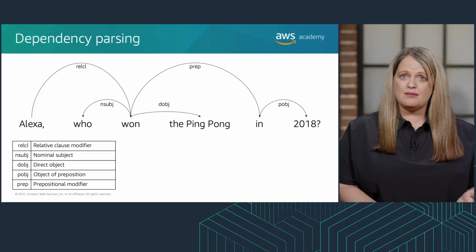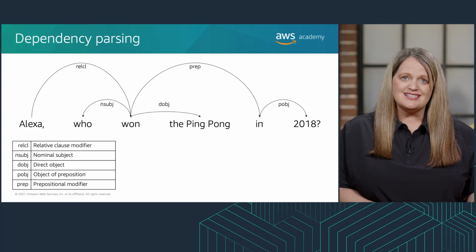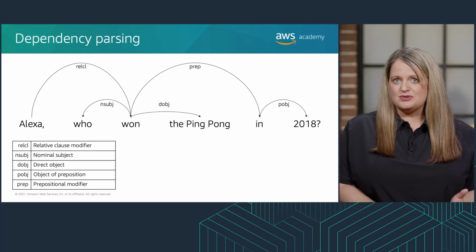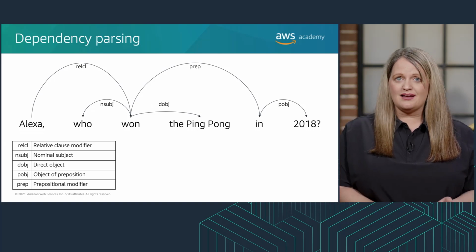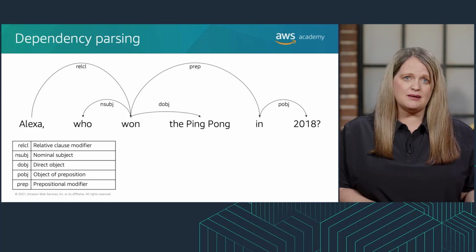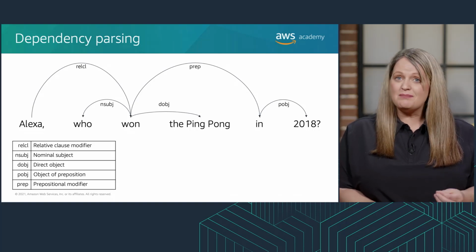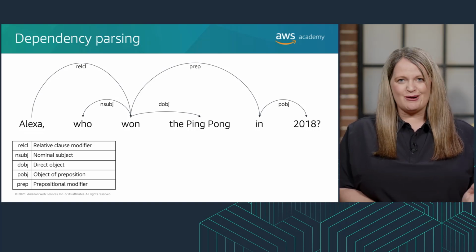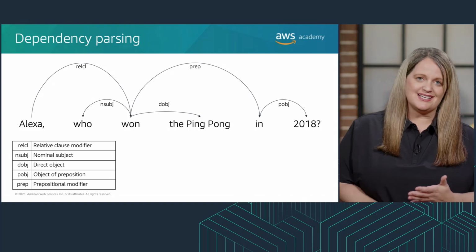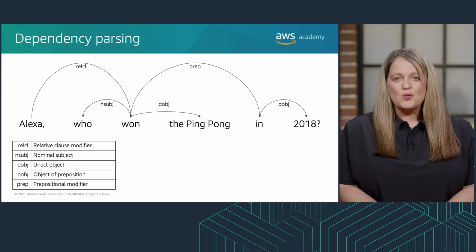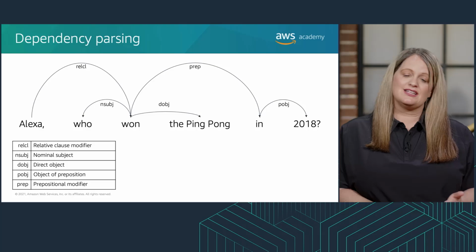In the previous example, who is the subject. In this case, Alexa deduces that the who must be a table tennis or ping pong team based on the object, the ping pong. Won is the verb. The ping pong in 2018 is the object. With this information, you can begin to answer the question.